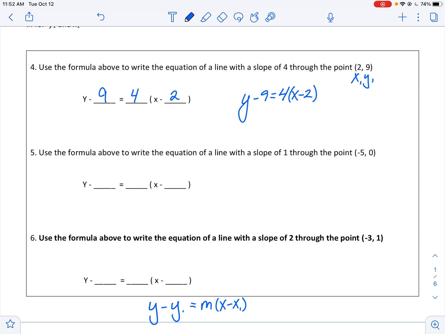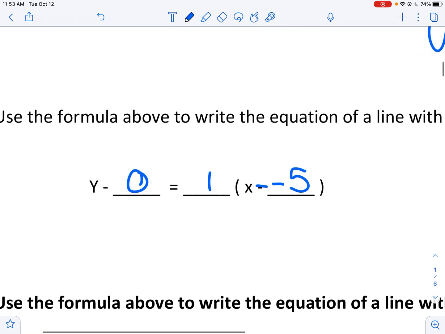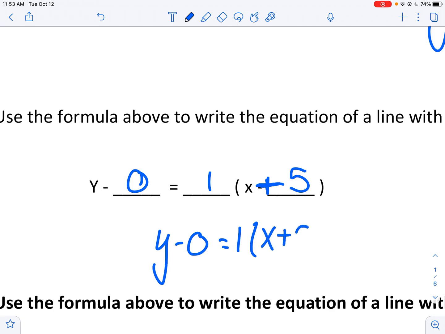So here I would have y minus 0 equals 1 times x minus negative 5. So be careful about those negatives. And what can I do to simplify this? Well, if I have two negatives, those are going to become a positive. So I have y minus 0 equals 1 times x plus 5.